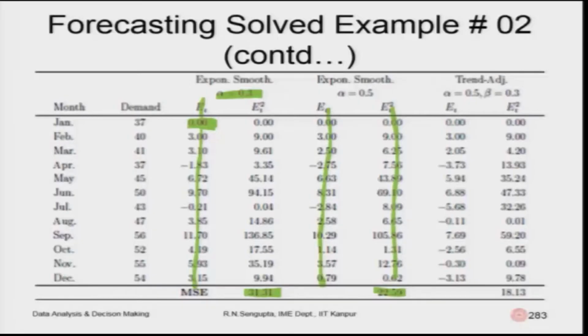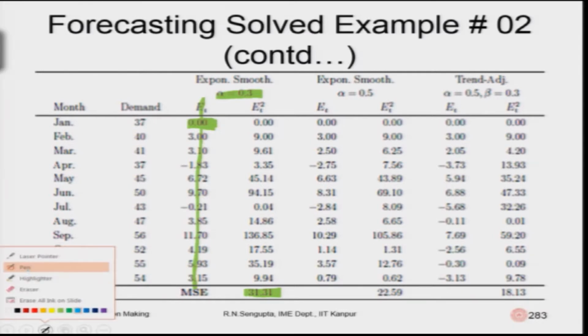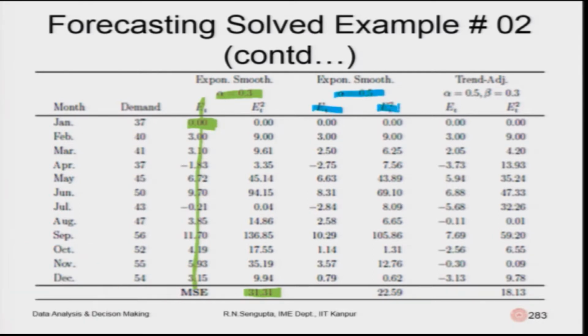Now, in the case of the trend, we do the same calculations. We find the errors for alpha equal to 0.3 and beta equal to 0.3, which is the second last column. I should use different colors. Sorry for that, but just give me a minute. So, this is the error for 0.5. Now, for trend analysis, this is the error square, and the sum of the squared errors comes out to 18.13, which means that using the trend analysis the errors are slowly decreasing.